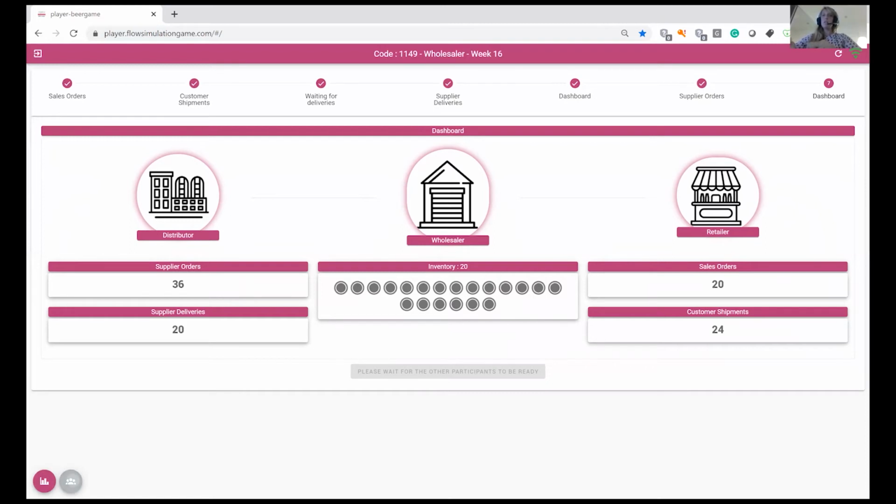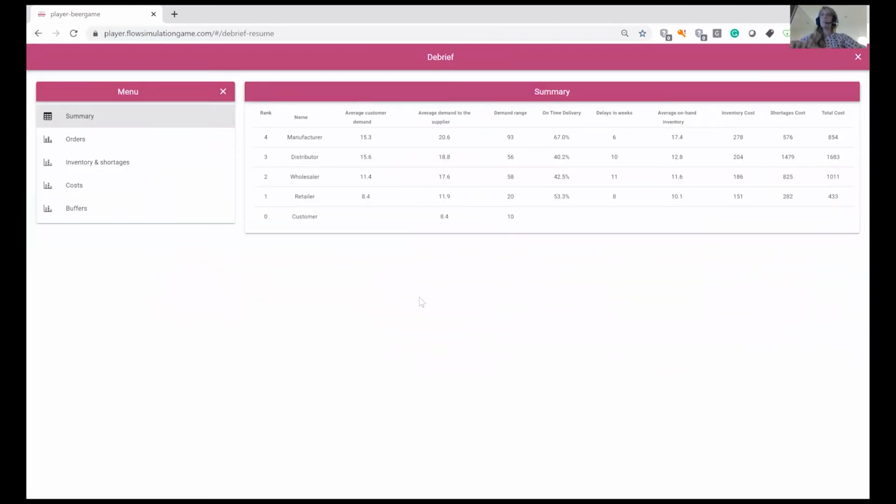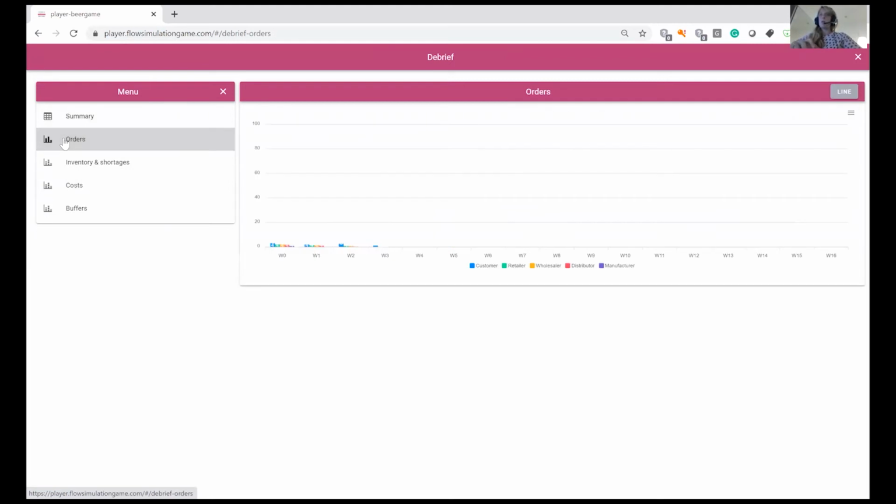Here you have the view of what happened in the supply chain. We can see here that our OTD or OTIF is really bad. We have less than 50% OTD in the global supply chain. We also have a huge cost in our supply chain, and the deeper we go in the supply chain, the more important the costs are.